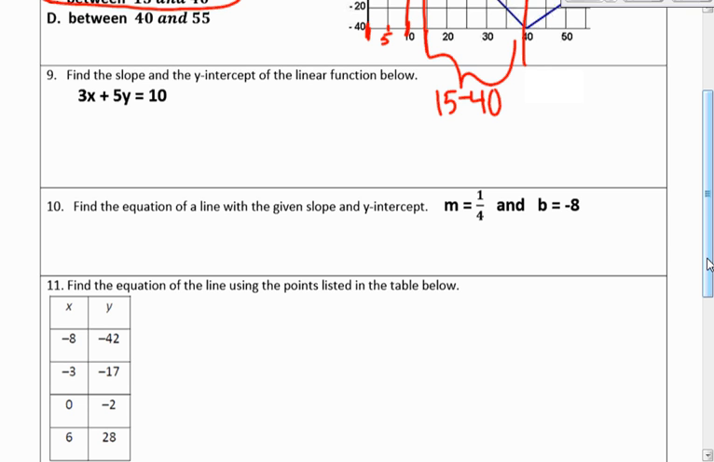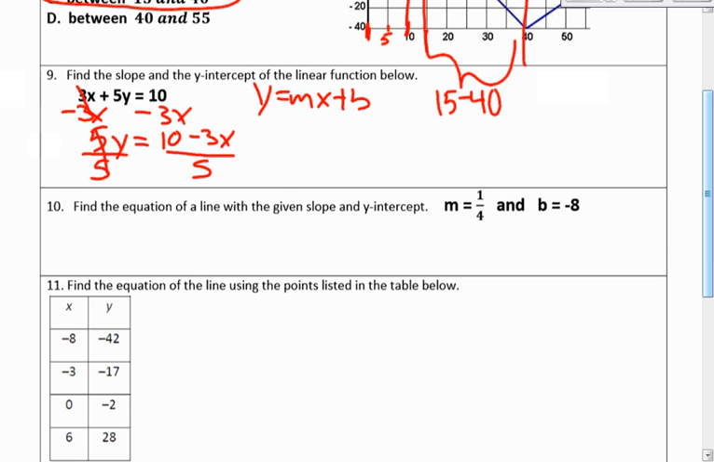You have to solve this so that it's in y equals mx plus b. Bring the 3x to the other side by subtracting it, doing the inverse. 5y equals 10 minus 3x. To get the y alone, you divide by 5 on both sides.